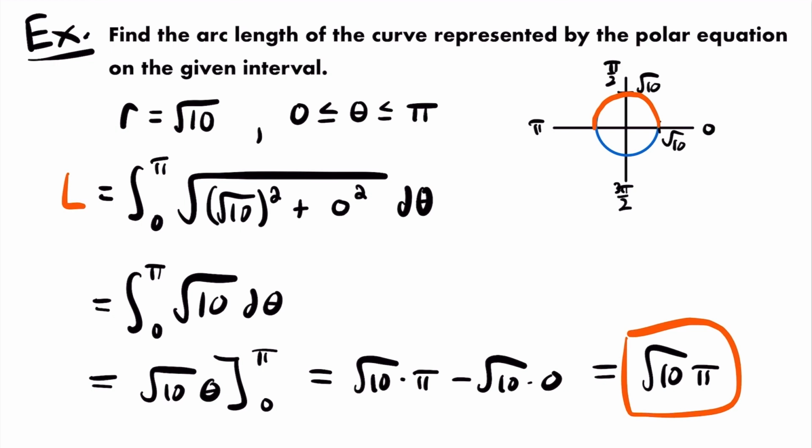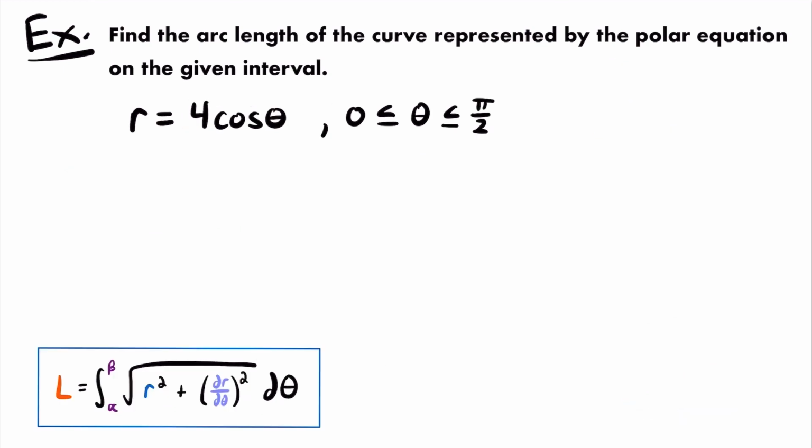That is the value of the arc length for r equals the square root of 10 between the angles of 0 and pi. Okay, let's take a look at another example. All right, so here's our next example. Once again, we want to find the arc length of the curve represented by the polar equation on the given interval.